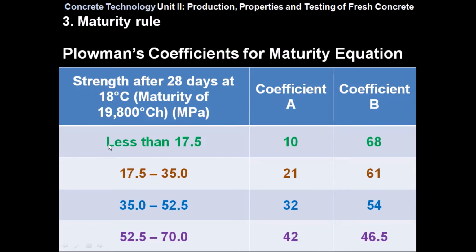If the strength is less than 17.5, A will be 10 and B will be 68. If strength is between 17.5 to 35 Newton per millimeter square, coefficient A will be 21 and coefficient B will be 61. If the strength is between 35 to 52.5, coefficient A will be 32 and coefficient B will be 54. And if the strength is between 52.5 to 70, coefficient A will be 42 and coefficient B will be 46.5.